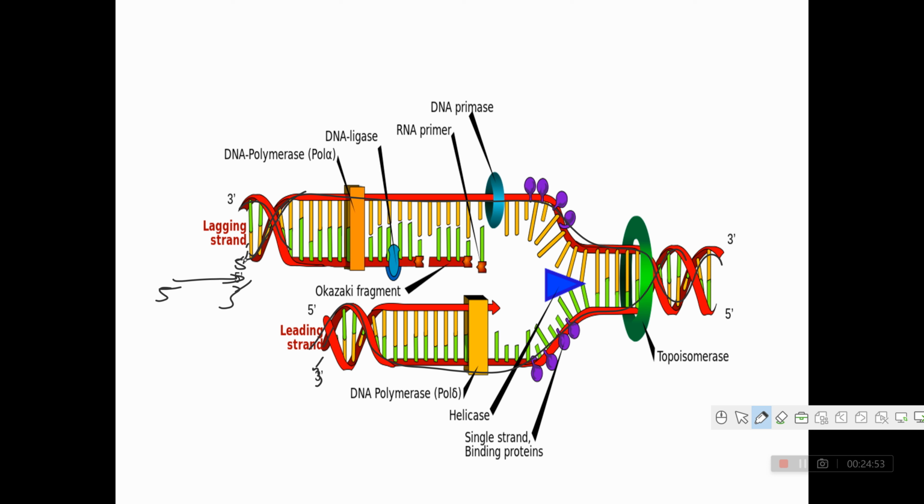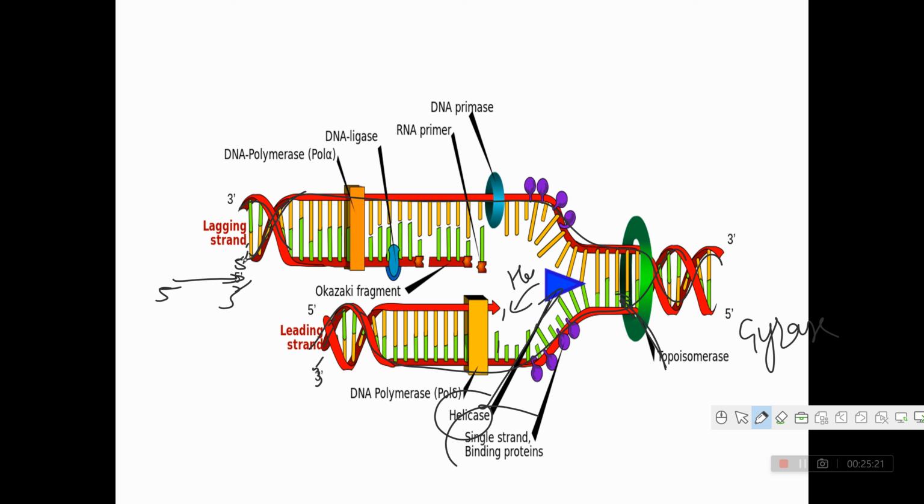So what happened here? In this direction, first helicase came and broke the hydrogen bond, right? This is a helicase enzyme, it breaks the hydrogen bond. After that, topoisomerase or gyrase enzyme came, right? They unwind the DNA, okay?